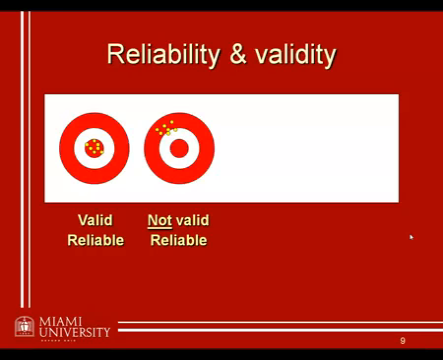Now, contrast that with another situation, such as this one. Here, our darts are all over the place. They're all over the dartboard. On average, maybe it looks like they're kind of grouped near the center, but it's kind of hard to tell. So in this situation, what might we have? Validity and or reliability? What do you think?